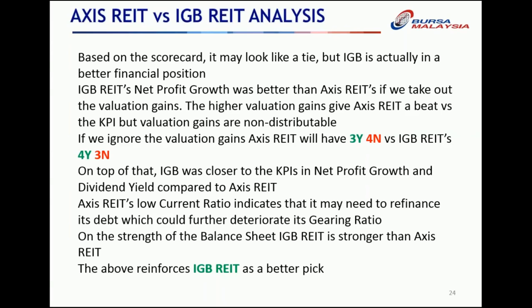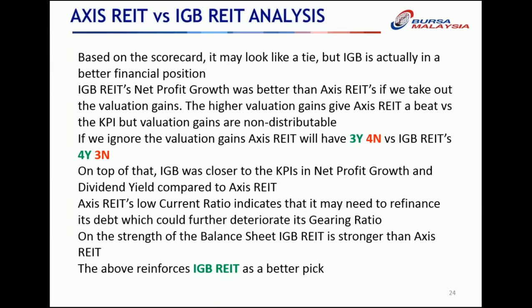let's take it out. So if we take out the valuation gains, Axis REIT will have 3 yes and 4 no, whereas IGB would have 4 yes and 3 no. So you see that the balance has now changed in IGB REIT's favor.